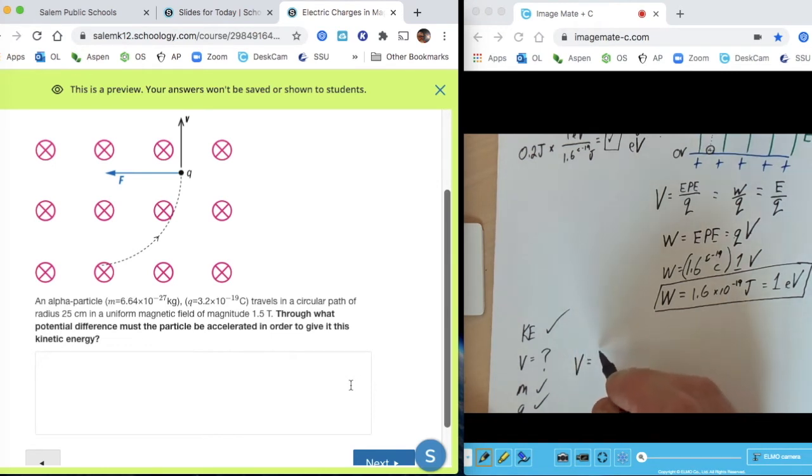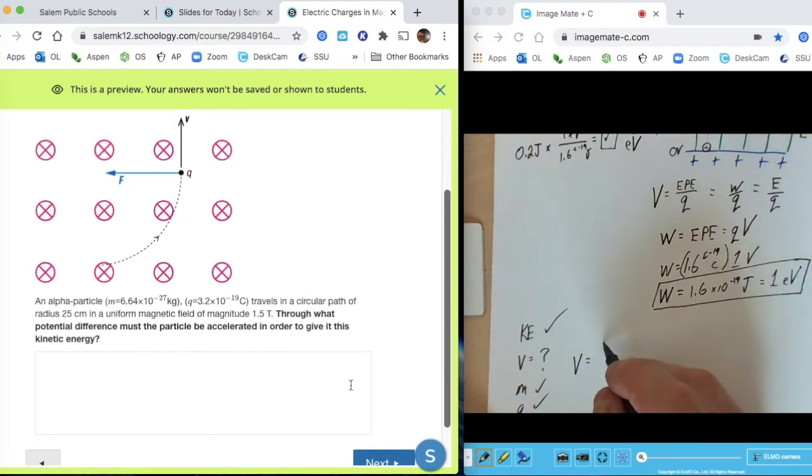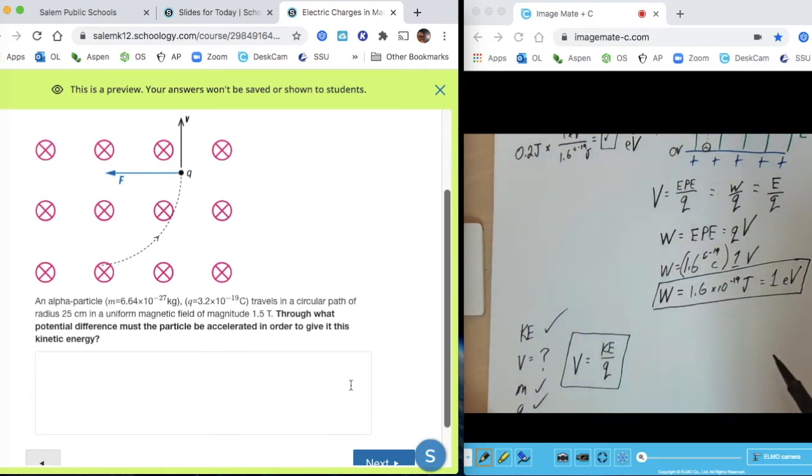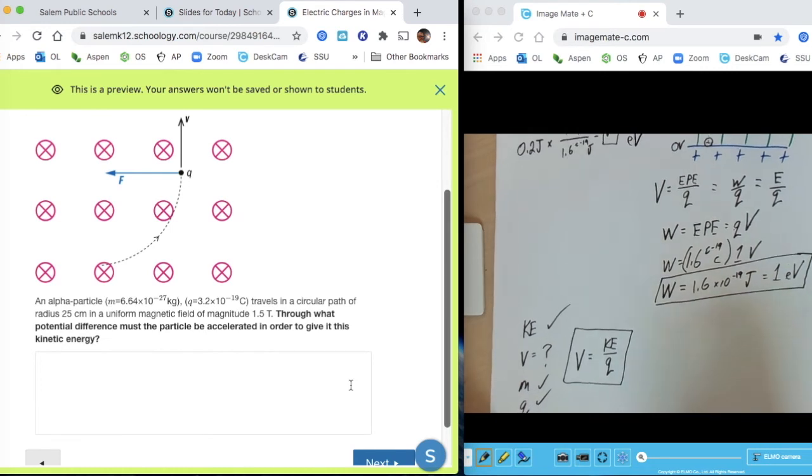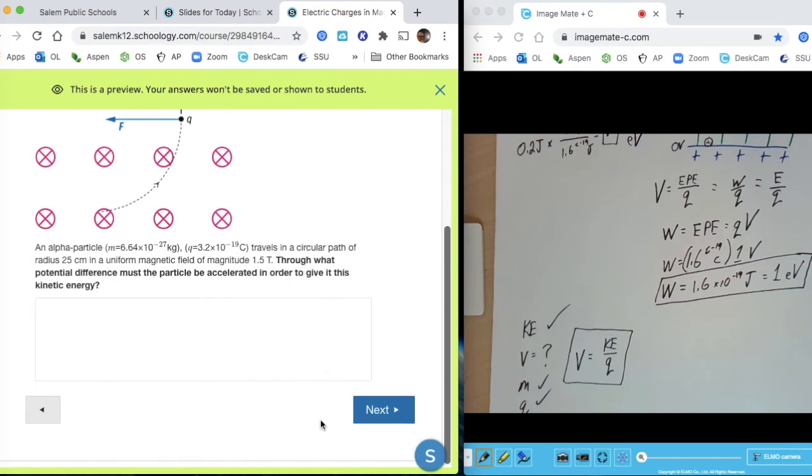V is going to be, in this case, the energy per charge, which will be the kinetic energy per charge. Well, there's the voltage, and there's the KE per charge. So this one, let me think for a second. I would do joules per coulomb. You'll get the voltage there. That's how you get the potential difference for number 12.